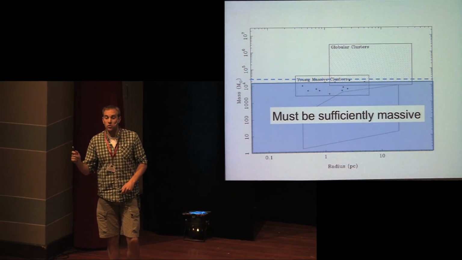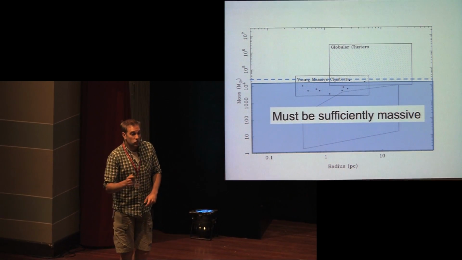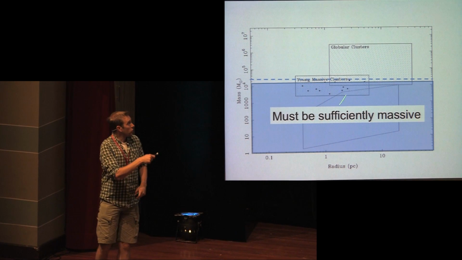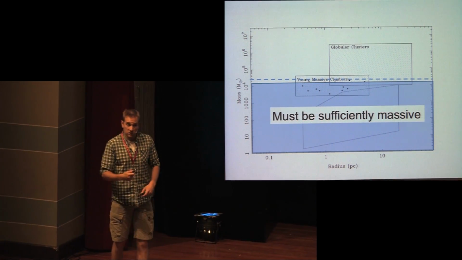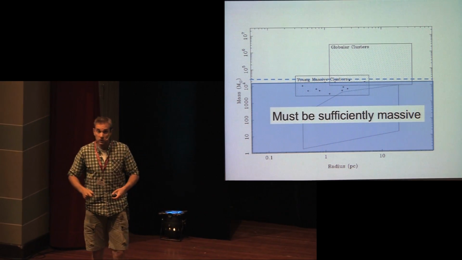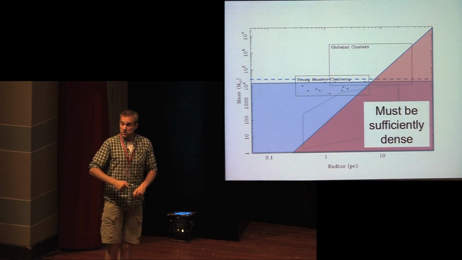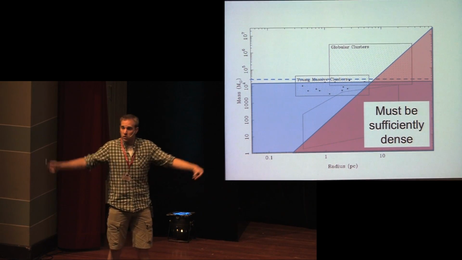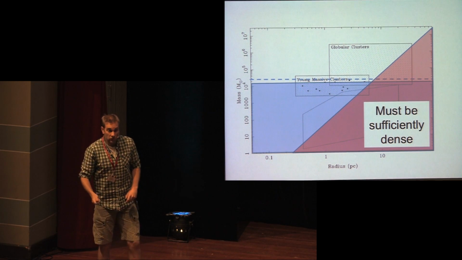Well, we can say for sure you better have enough mass. If you don't have whatever stellar mass divided by some star formation efficiency, forget it, go home. There's not enough raw material. And it better be sufficiently dense. You can take a whole bunch of mass and put it on 10 megaparsecs. It's never going to form a stellar cluster.